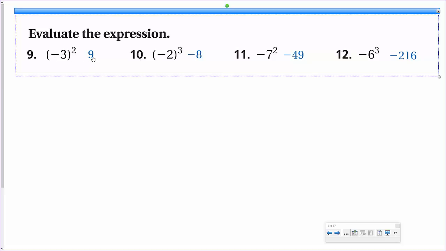Now again, remember, some are in parentheses and some are not. So that does change things. In this case, this becomes a 9 because it's negative 3 times negative 3. This one becomes a negative 8 because negative 2 times negative 2 is a positive 4, but then it's multiplied by a negative 2 again, which is negative 8. This one here is 7 times 7, which is 49, and then I have to apply the negative sign because it's not in parentheses like these. This too is 6 times 6, which is 36, times 6 more is 216, but then I have to apply that negative sign.